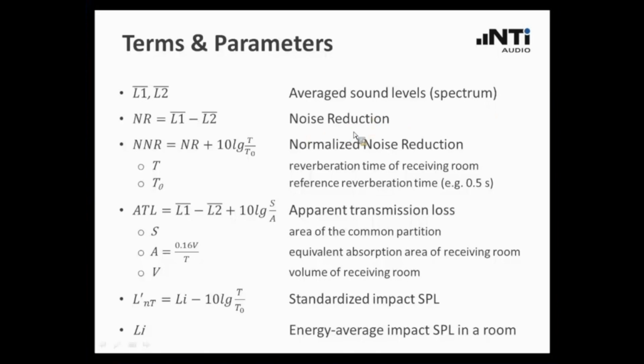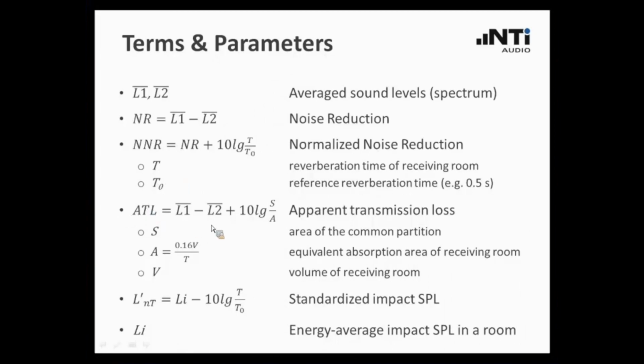By having these two levels, we can calculate the noise reduction, or more important, the normalized noise reduction according to this formula. And here we see this parameter T. T is the reverberation time of the receiving room. It is quite apparent that when you have a room which is exposed to neighboring sound, the reverberation time in the receiving room has an impact on the overall sound level that is happening. So that is the reason why we have to acquire the reverberation time in the receiving room.